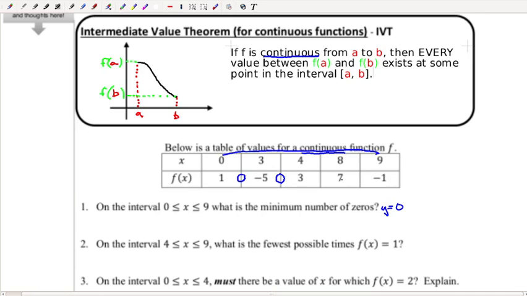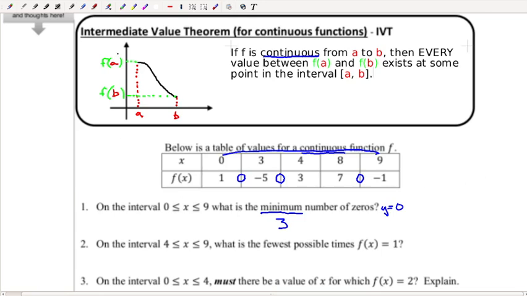And then from 7 to negative 1, as x goes from 8 to 9, y goes from 7 to negative 1. I'm going back down again, and 0 is again between 7 and negative 1. So I've got 1, 2, 3 possible places where I am passing through the value of y equals 0. So what is the minimum number of zeros? We have at least 3. There might be more than 3 zeros, but we have at least 3 because of the intermediate value theorem.